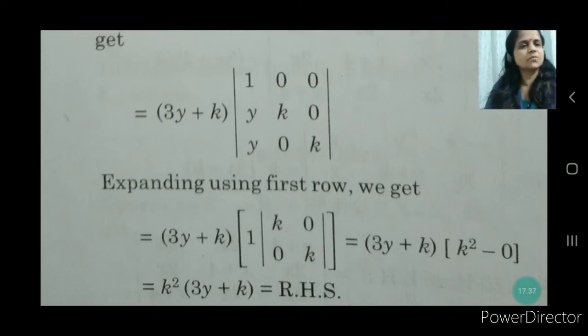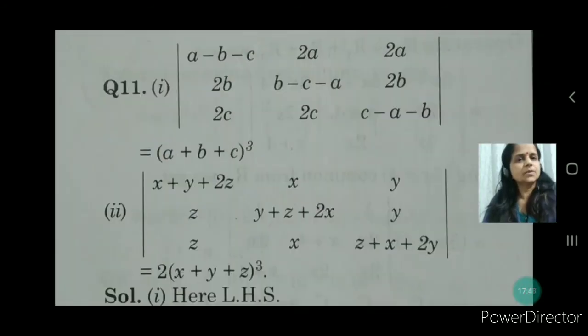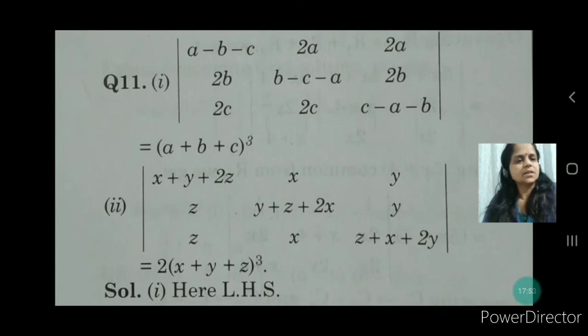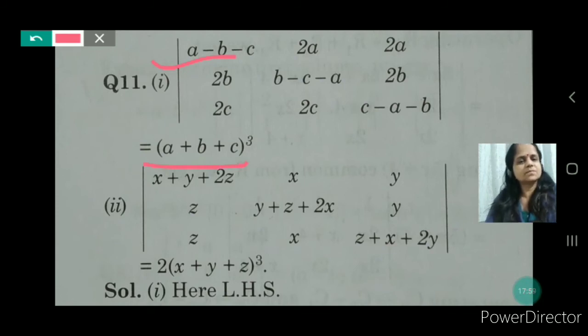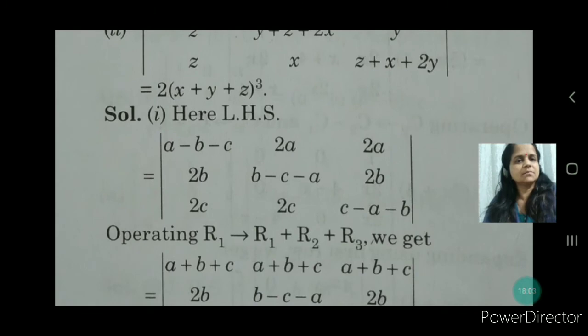Okay, now move to the next question, question number 11. Okay, here also two parts. So first solve the first part. Okay, it is given here a determinant, and we have to prove it is equal to a plus b plus c whole cube. Okay, now applying the properties.